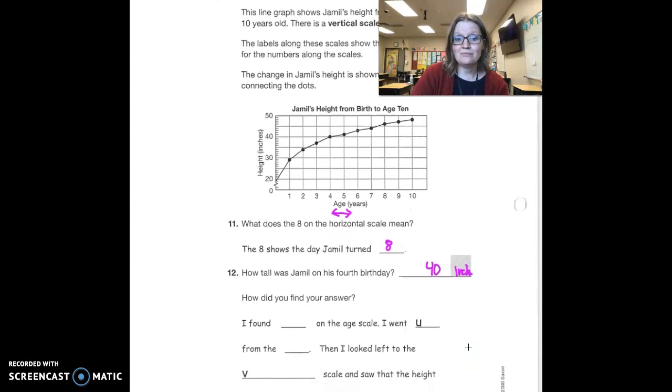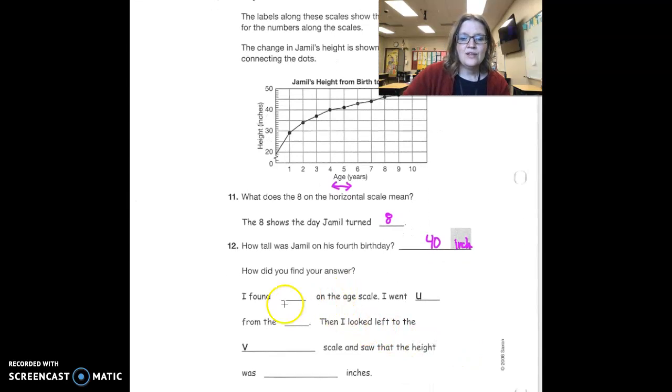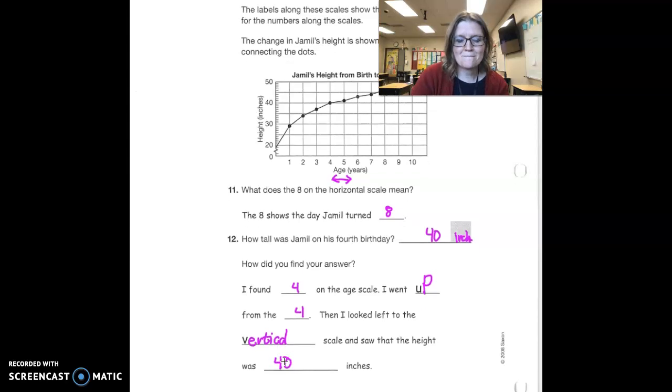How did you find your answer? I found the 4 on the scale. I went up from the 4, then I looked to the vertical scale and saw that the height was 40 inches.